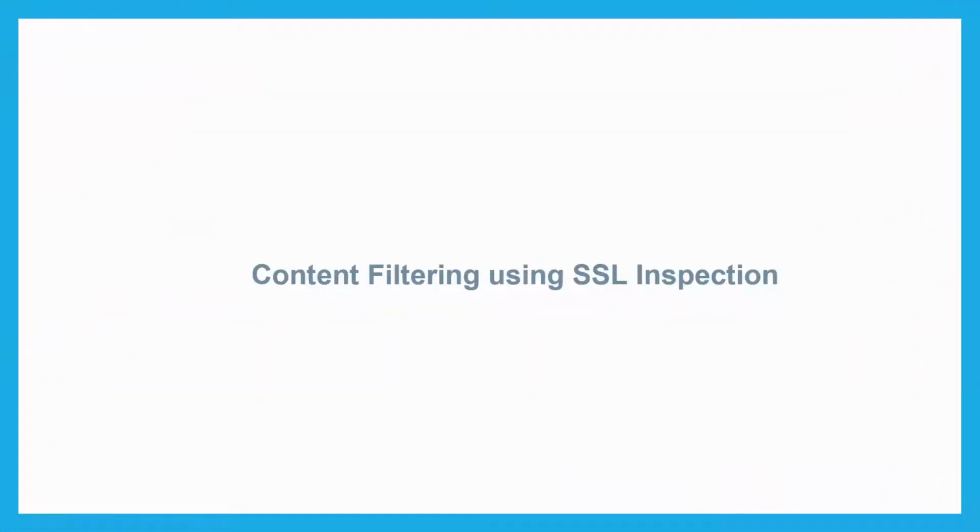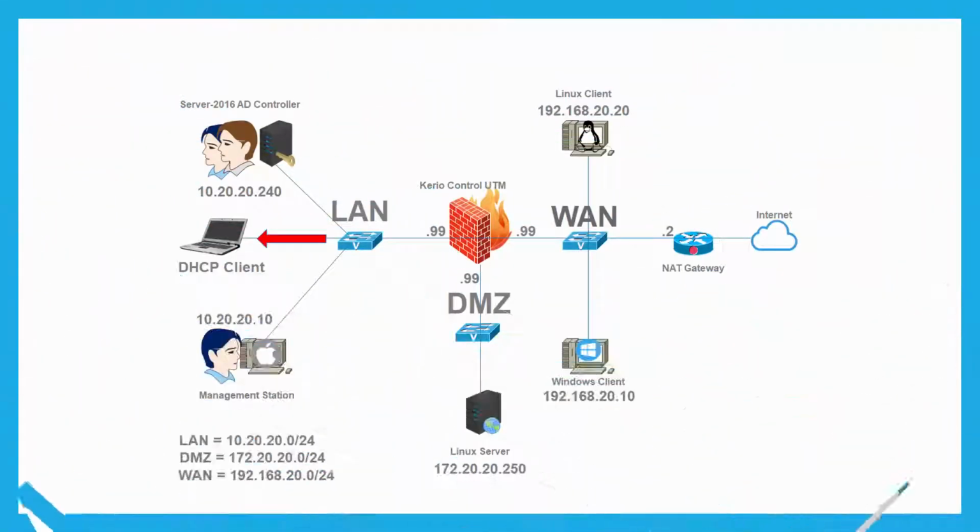Welcome back. In this video tutorial, I'll show you how content filtering works using SSL inspection. Back on our topology, we now have 3 hosts in the local area network. We need to inspect all the traffic that goes in and out of the local area network via the firewall. So in this demonstration, I'll focus on the local area network, but this process can also be applied to the DMZ.